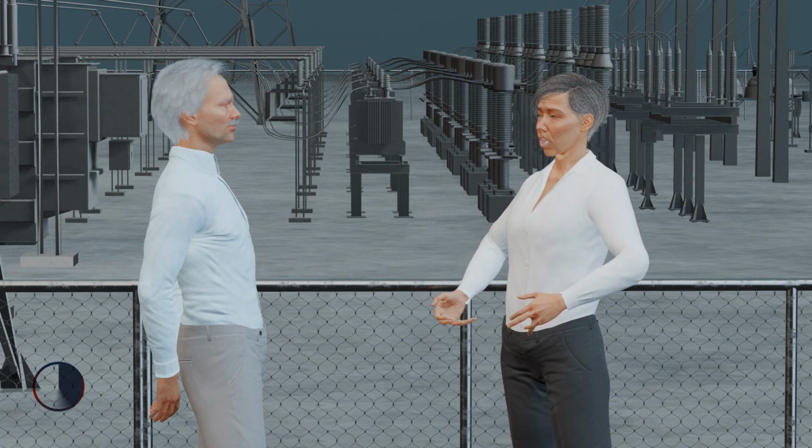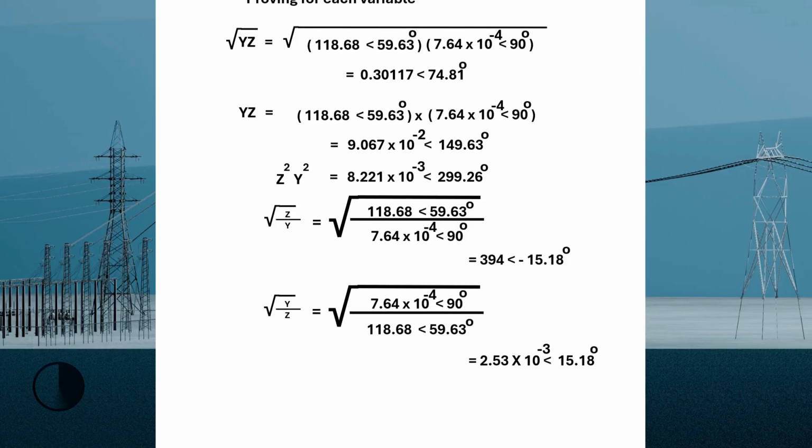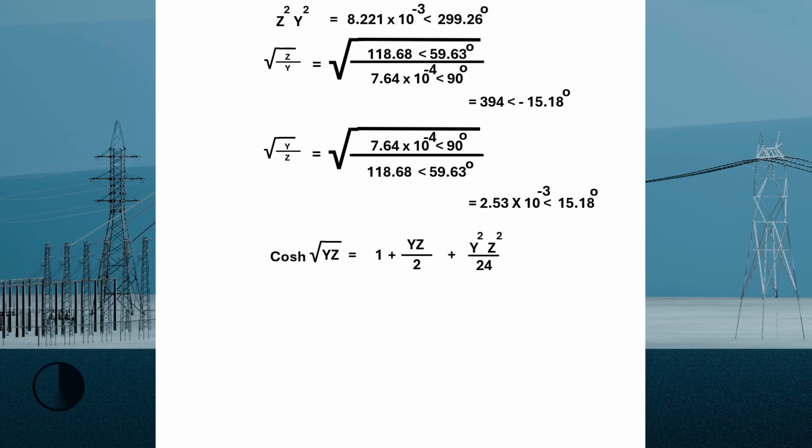Calculating the value for cosh square root of admittance multiplied by impedance can now be easily resolved, which is equal to 1 plus admittance multiplied by impedance all over 2, plus admittance squared multiplied by impedance squared all over 24.